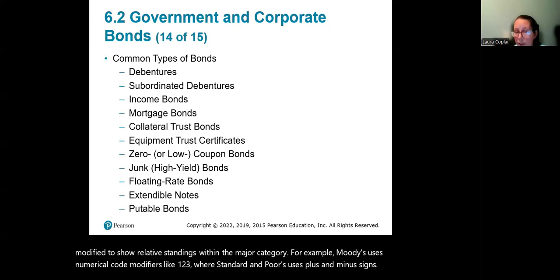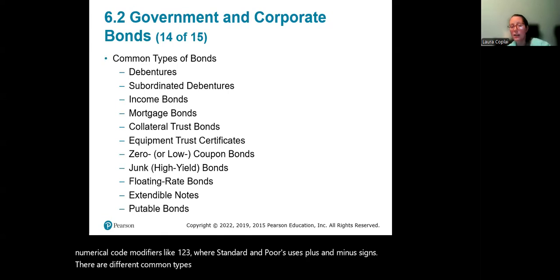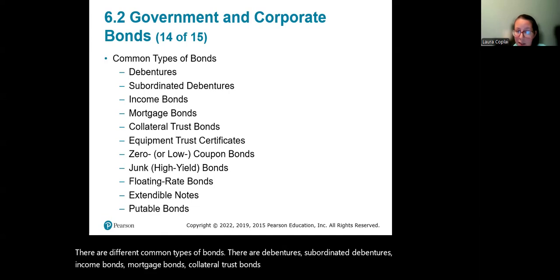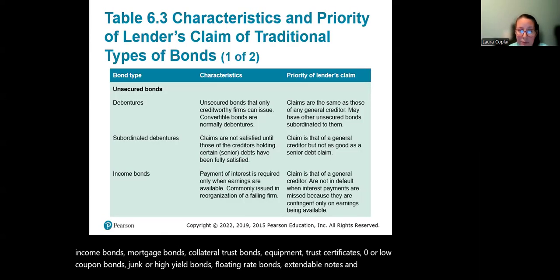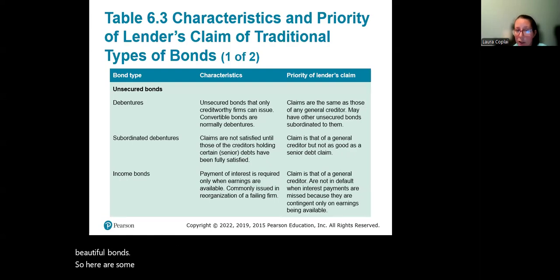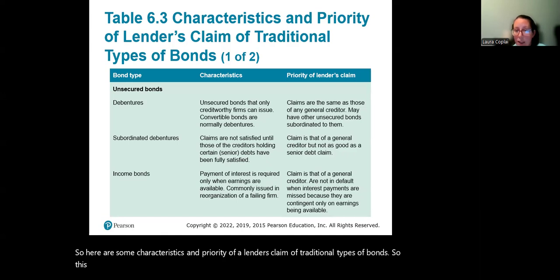There are different common types of bonds. There are debentures, subordinated debentures, income bonds, mortgage bonds, collateral trust bonds, equipment trust certificates, zero or low coupon bonds, junk or high yield bonds, floating rate bonds, extendable notes, and putable bonds. So here are some characteristics and priority of a lender's claim of traditional types of bonds. This is all listed in your textbook.